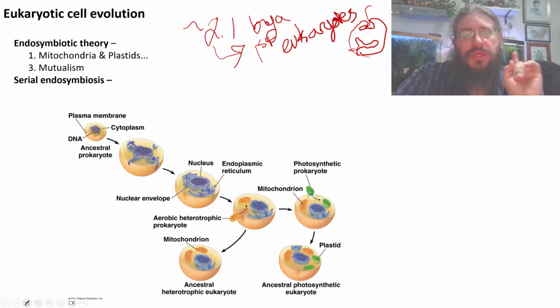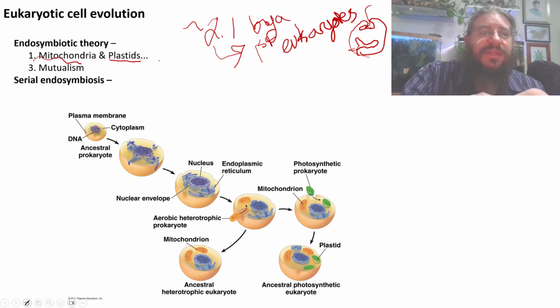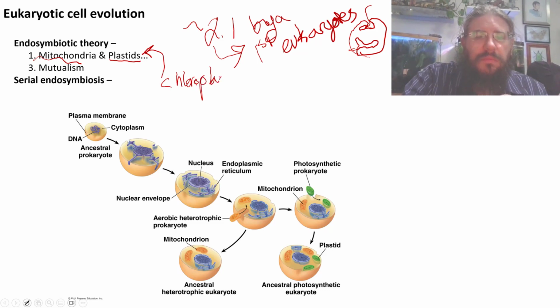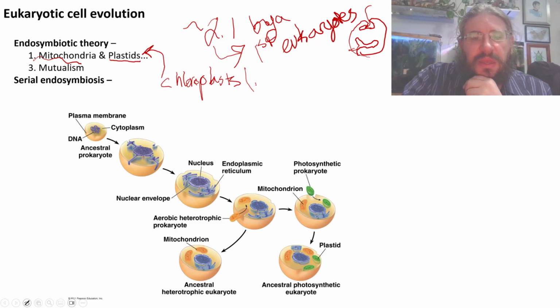There are notably two exceptions, the mitochondria and the plastids. Plastids, you can think chloroplasts. Chloroplasts are the plastids in plants. Plastid is a general term for a photosynthetic organelle.